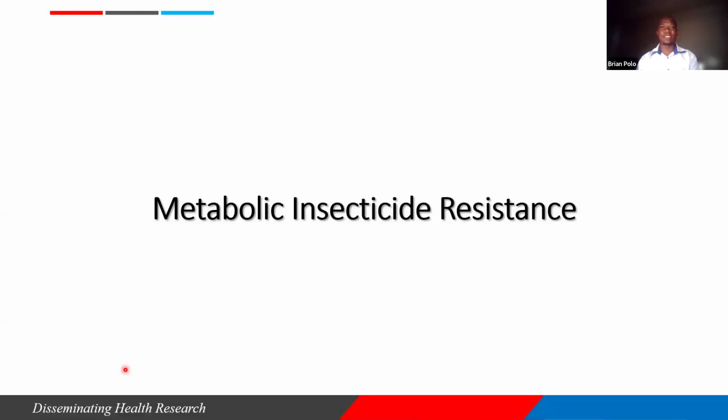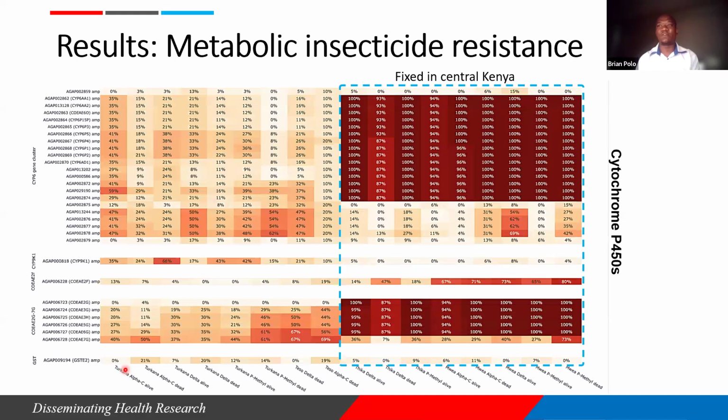Looking at the metabolic insecticide resistance, here we looked at the frequency of copy number variation at loci previously associated with insecticide resistance, which include the cytochrome P450 gene cluster, the carboxylesterase genes, and also GSTe2, that is the glutathione S-transferase. The highlighted region indicates fixed resistance or near fixation that we observed for CYP6 gene clusters and carboxylesterase genes, that was very significant for samples collected from central Kenya.